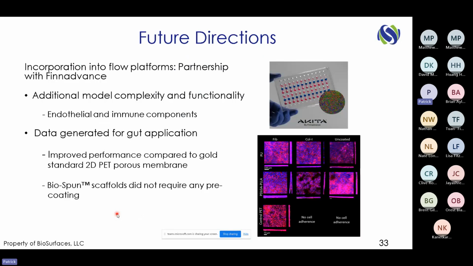And then finally, we do have some active collaborations going on, as Tuan mentioned in his prior talk with the FinAdvance. We've been working together with our partners at FinAdvance to incorporate the electrospun scaffolds onto their Akita platform, and we're really excited about this. We think that this is going to open up a very fruitful partnership to develop some really nice models with additional model complexity and functionality, adding endothelial and immune components, and so on.